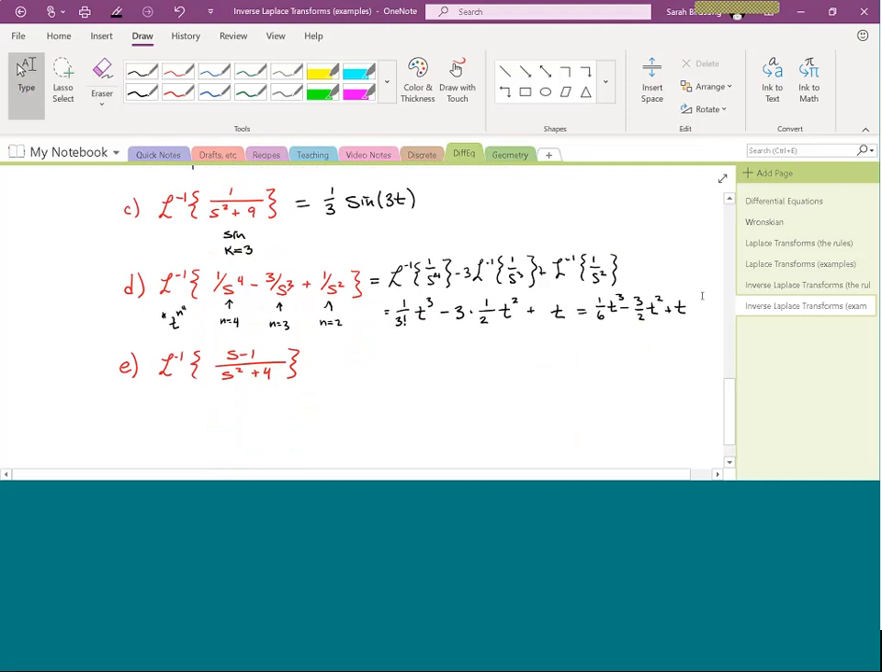So next example that we've got is trying to find the inverse Laplace transform of a fraction. On the top of the fraction is s minus 1. Bottom of the fraction is s squared plus 4. Any guesses what type of function this is going to turn into?